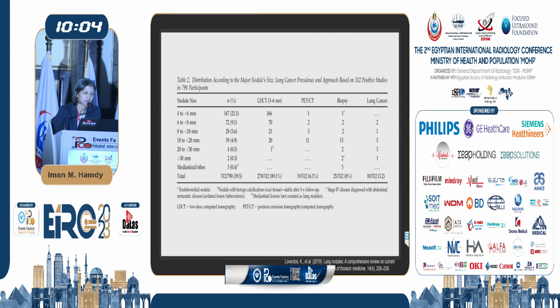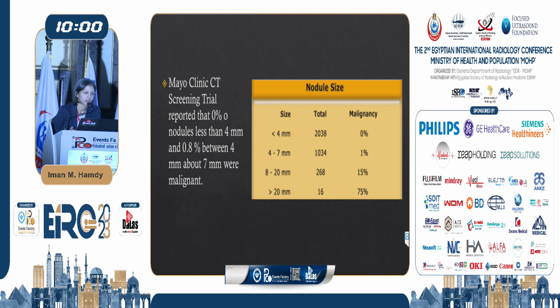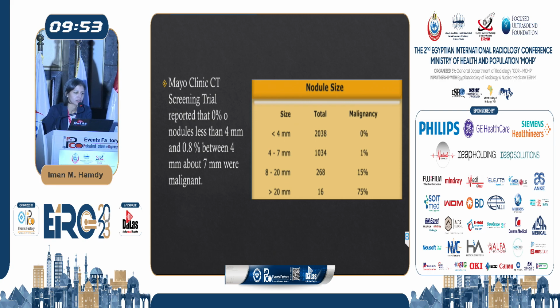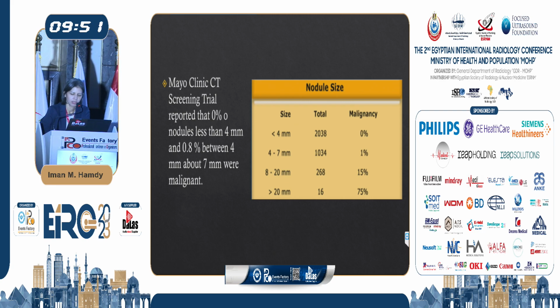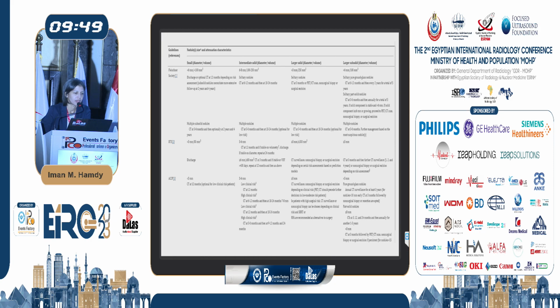All studies, whether the Mayo Clinic that said that 0% in the nodules less than 4 millimeters, 0.8 in those 4 millimeter, and 7 were malignant. The Fleischner Society, the British Society of Radiology, all of them, they decided that the threshold of the size was 6 millimeters and 8 millimeters.